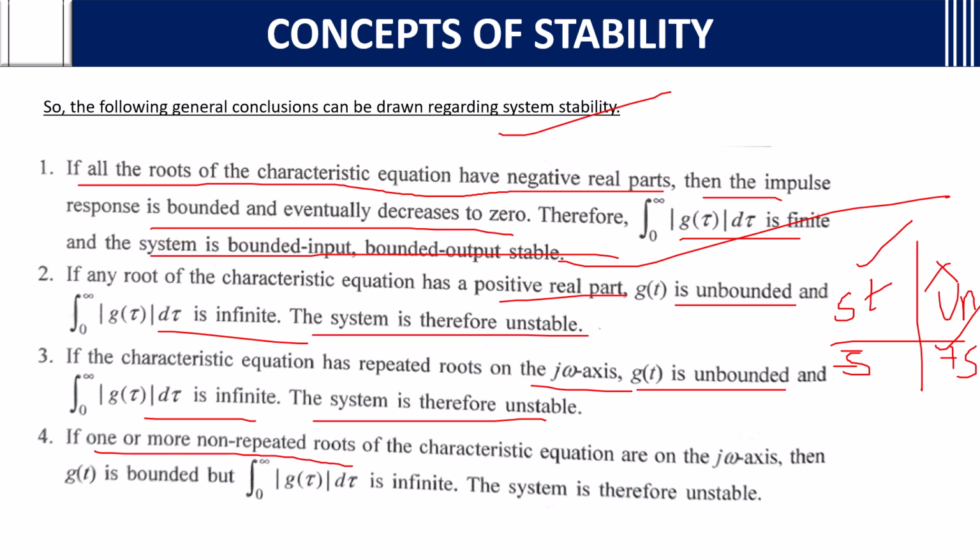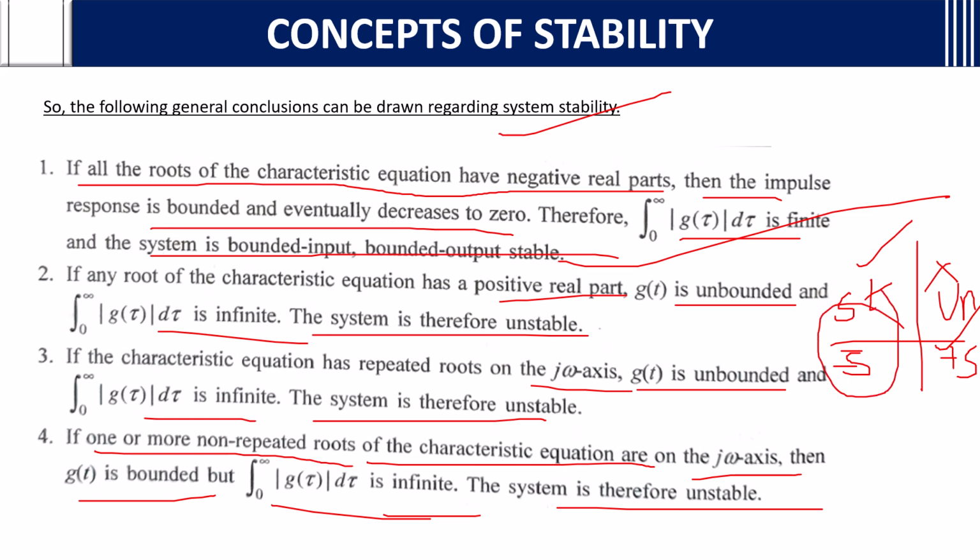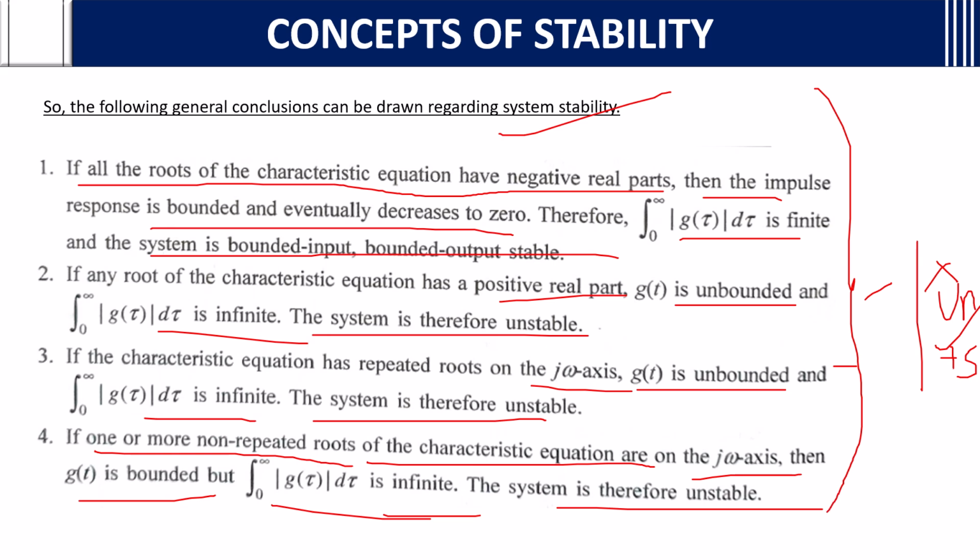If one or more non-repeated roots of the characteristic equation are on the imaginary axis, then g of t is bounded but the integral of g of tau d tau is infinite. The system is therefore again unstable. Only if the roots of the characteristic equation are on the negative real part, the left side, then it is stable, bounded input, bounded output. This is the conclusion. You need to know these conclusions, so that you can understand whether a system is stable or unstable.